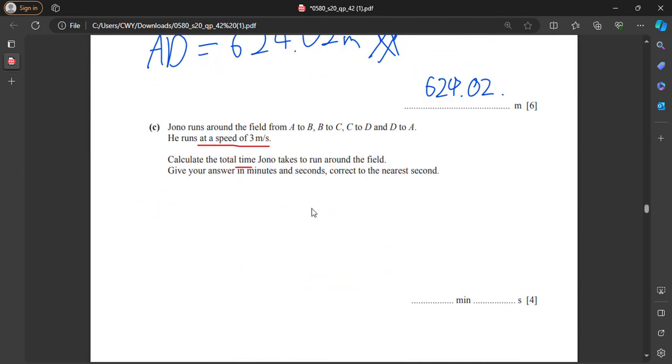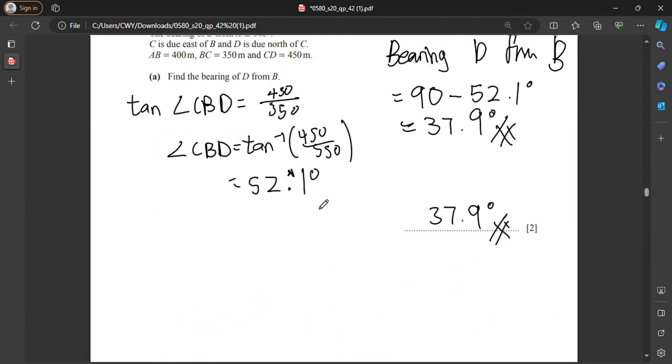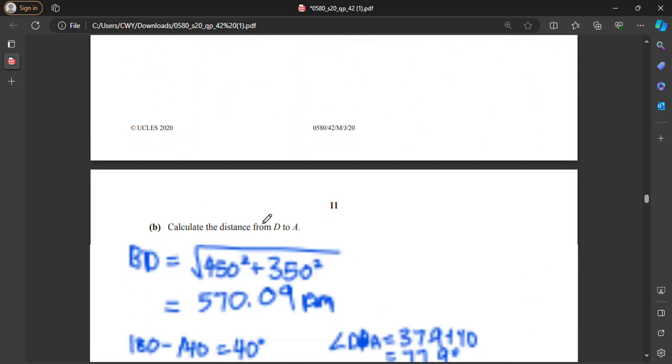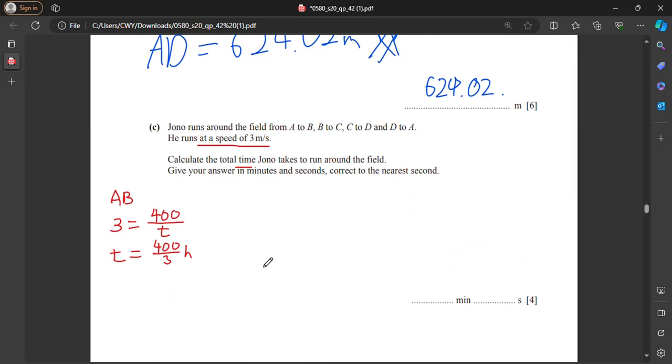Let me write A to B first. Speed is equals to distance of A to B, 400, over time. So can I say that T is equals to 400 over 3? 400 meters, meter per second, sorry, so seconds. So yeah, I already got AB.